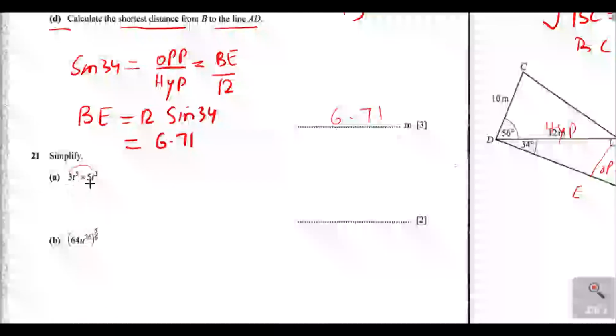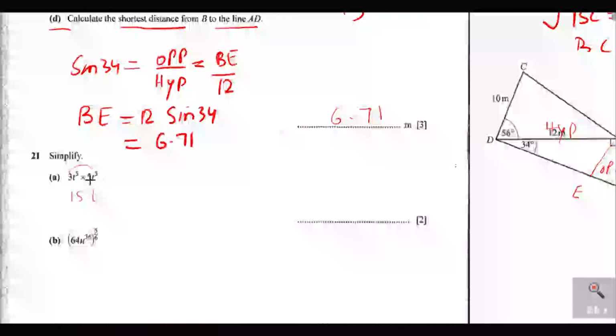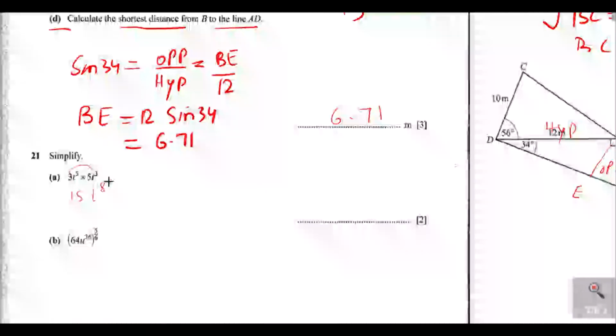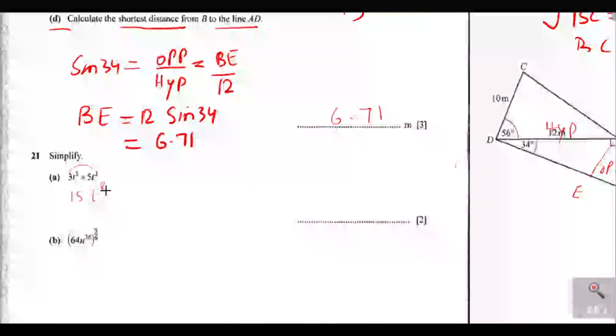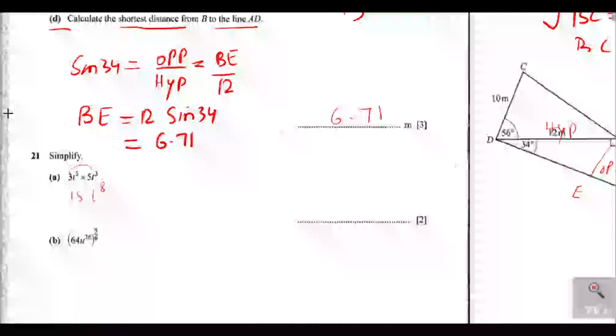Firstly, we will multiply the coefficients of these variables. 3 into 5 is 15, and after this we will multiply t^5 into t^3. The powers will be added, and therefore it becomes 5 plus 3 equal to 8, and 15t^8 is the answer.